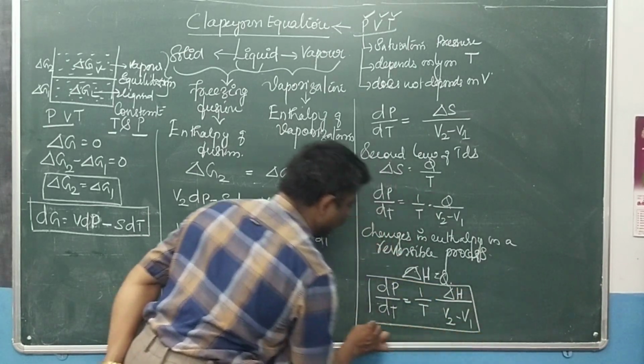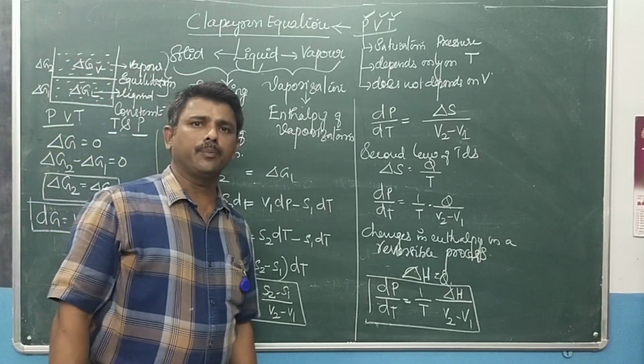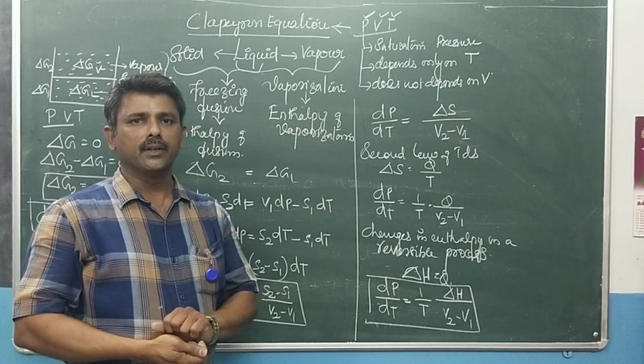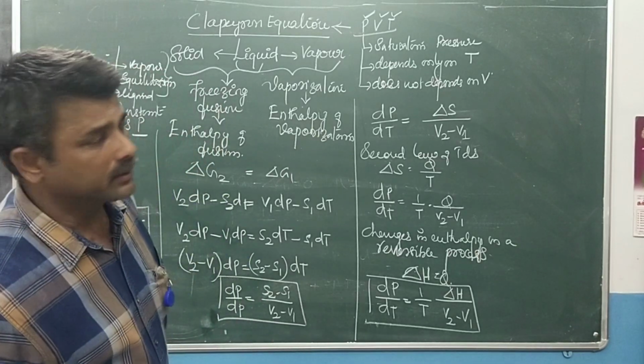This is the Clapeyron equation used to estimate the changes in enthalpy during phase transition, that means the enthalpy of vaporization and the enthalpy of fusion. Thank you.